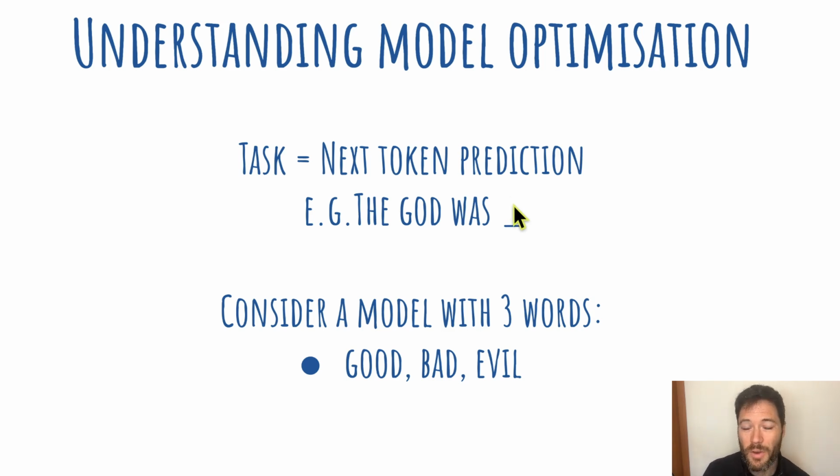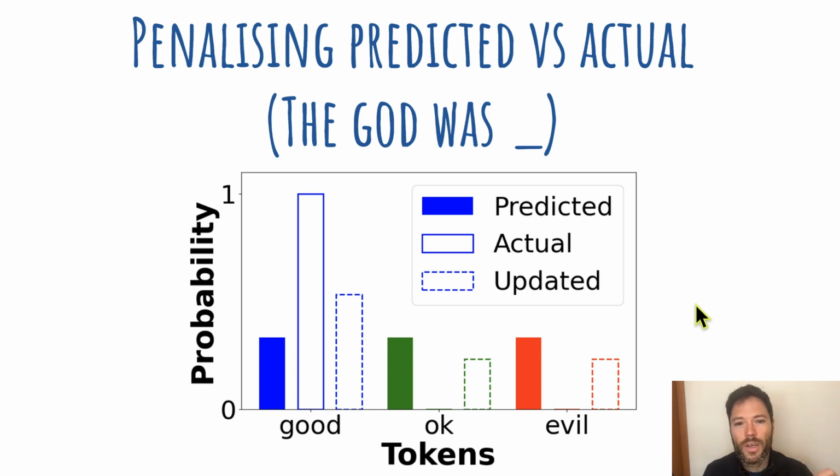And let's further consider a very simple model that can only predict 3 tokens, good, bad, and evil. Now, many language models have a vocabulary of 30,000 or 100,000 or 200,000, but we're considering a very simple case of just 3 tokens, good, bad, and evil. Now here in the cross-entropy loss case, let's consider an untrained model. So an untrained model is just going to predict the exact same likelihood for each of these tokens, good, okay, or evil. And you can see the probabilities here are 33% in each case.